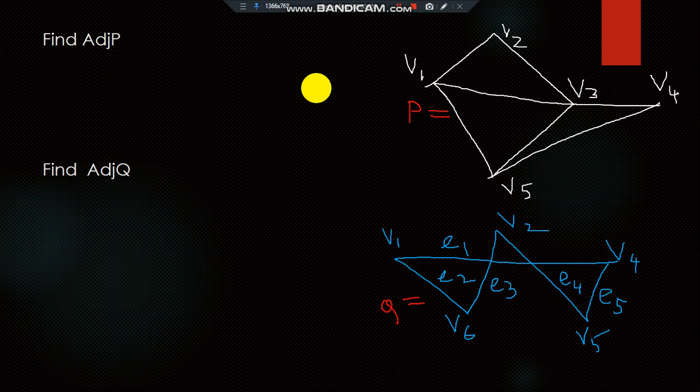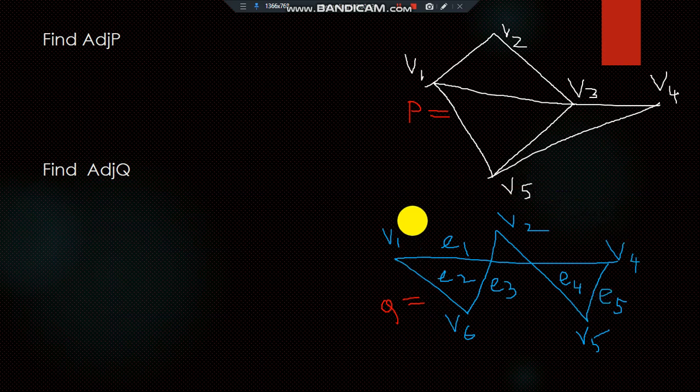In this discussion, we are going to find the adjacency matrix of P, where P is this graph. The graph is given to us. We have to find the corresponding adjacency matrix for this graph. So, adjacency matrix for this graph. Here also, the adjacency matrix for Q, where Q is the graph given.